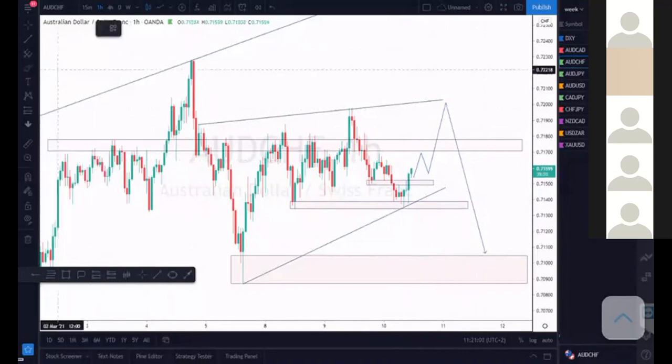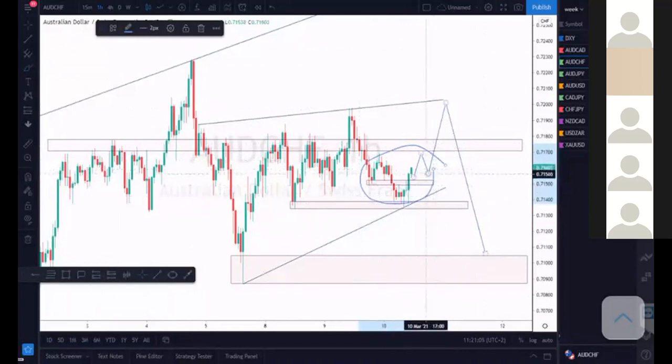If we do see an inverse head and shoulders, that's going to be so beautiful, because now we know that there's a probability of price actually pushing to the upside to give us this higher probability sell from these areas up there. So that's what I'm looking at on Aussie Swiss franc.